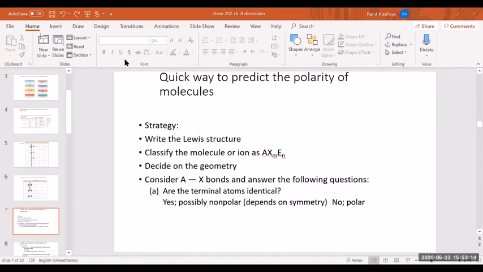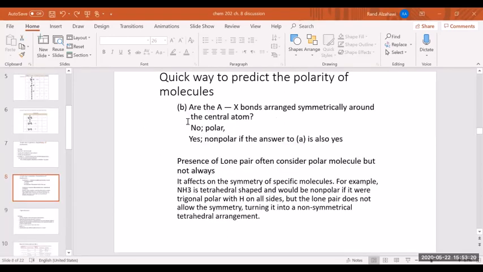Now let's go to the B. If we have identical atoms, are the AX bonds arranged symmetrically, the same around the central atom? If it's no, not the same, it will be polar, okay? If yes, it will be non-polar if the answer to A is also yes.